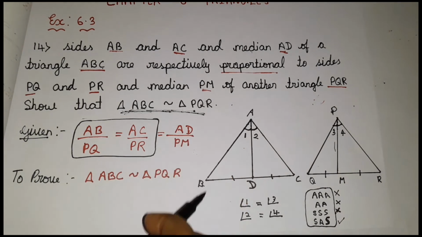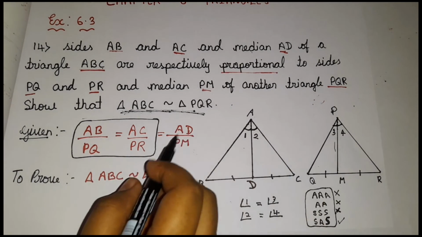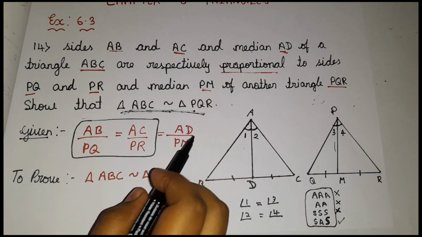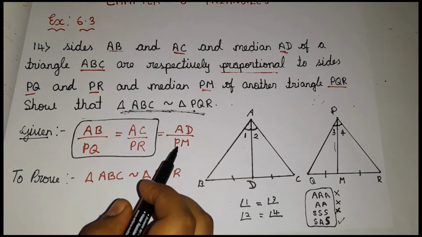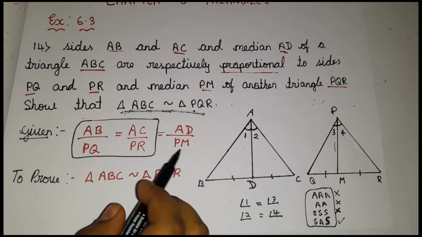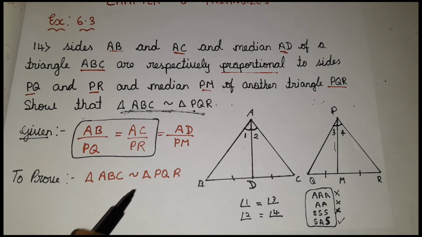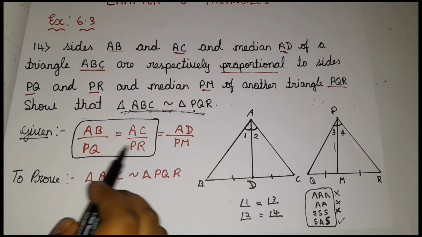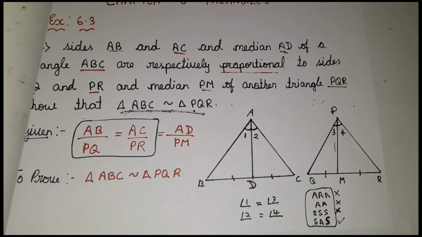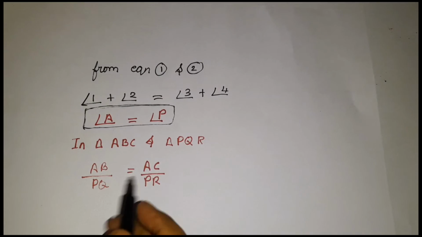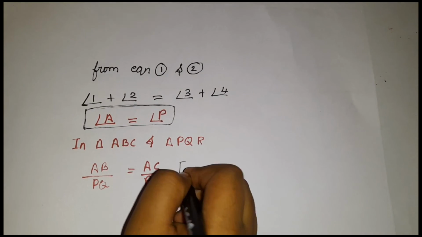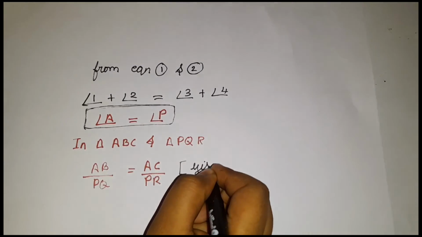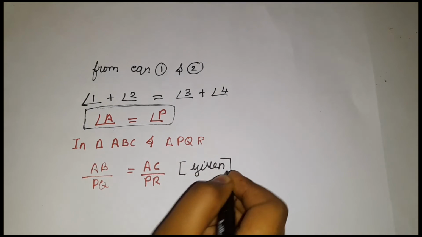Since we are taking the complete triangle, I'm not just taking this value because it is not considered right now. AD and PM are medians, so I am not considering them right now. That's why I just took these two values. How did I get these two values? From the question. So from the question I got these values, so I am going to write "given".